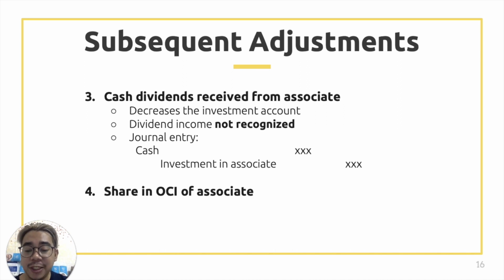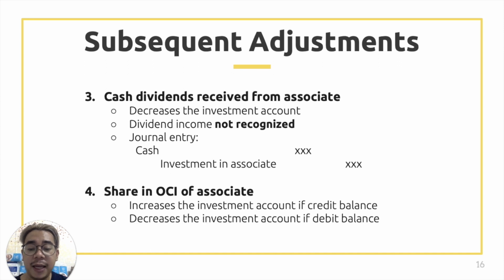And finally, pag may share in OCI of associate, i-recognize natin yun. So pag may credit balance yung OCI, dagdag yun sa investment account. At pag may debit balance ang OCI ng associate, bawas yun sa investment account.